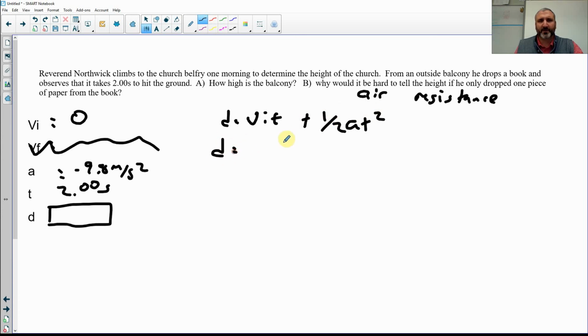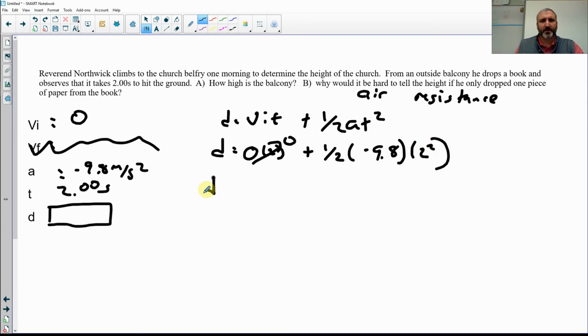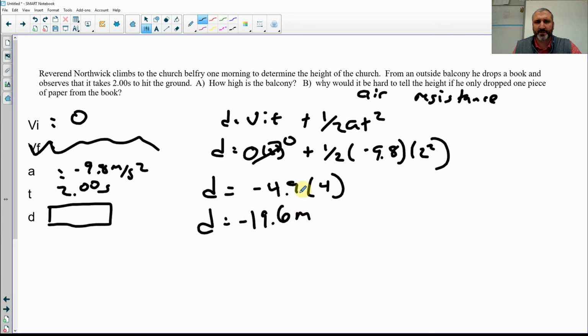So D, which is what we're looking for, equals 0 times 2, but that's going to be 0, plus 1/2 of negative 9.8 times 2 squared. So D equals negative, let's see, 1/2 of 9.8 is 4.9 times 4. So 4.9 times 4 is 19.6, negative 19.6. So D is negative 19.6 meters.